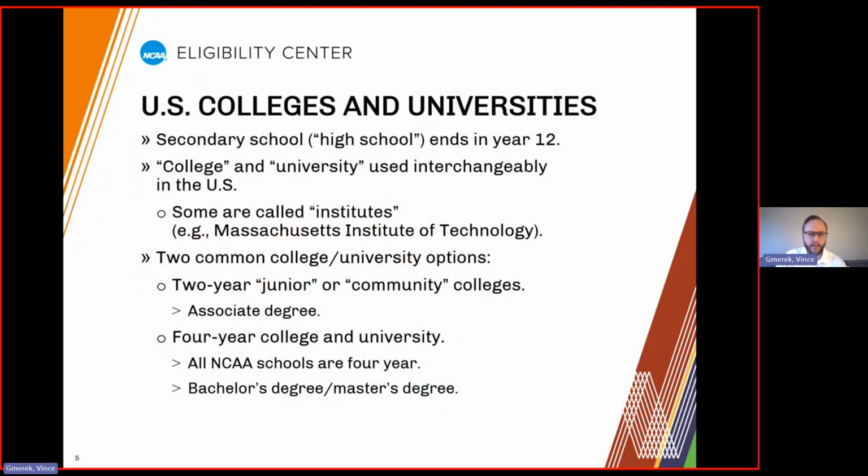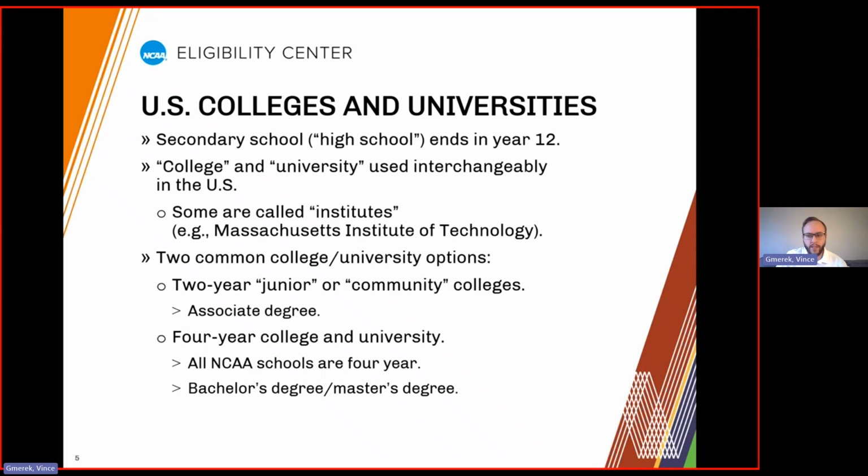Hi, everyone. Thanks, Amber. My name is Vince Gimrick. I'm an assistant director with the Eligibility Center. I've been with the Eligibility Center now for 9 years, and my primary role is assisting NCAA schools with their international students, but that also involves working with international students, parents, recruiters, schools, and international parties of all types. So today I'm going to discuss the Eligibility Center, international initial eligibility, and our system very broadly.